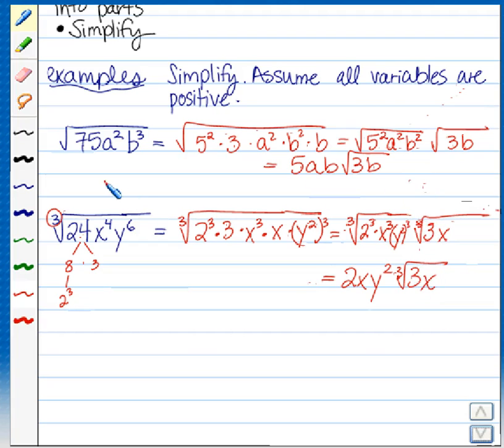The first thing you want to do is factor every term using whatever the radical is. If it's a square root, we're going to factor everything into perfect squares. And then we're going to use our multiplication property to separate the radical into 2 different radicals, one that contains all of our perfect squares and one that contains the numbers that are not squared. And then we're going to simplify by square rooting.